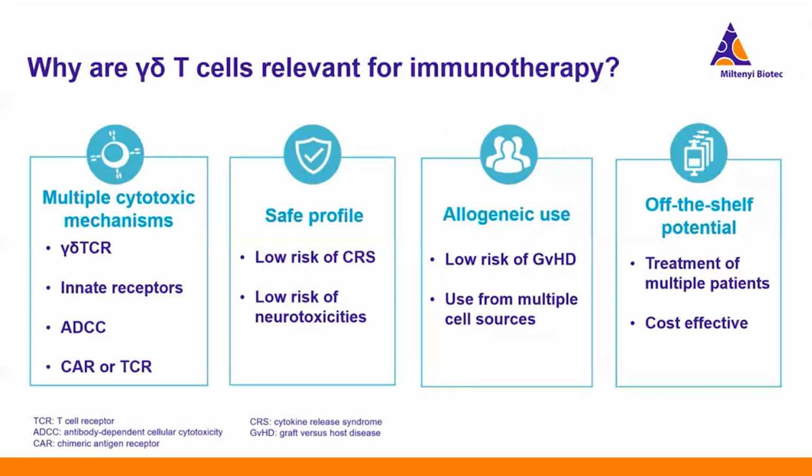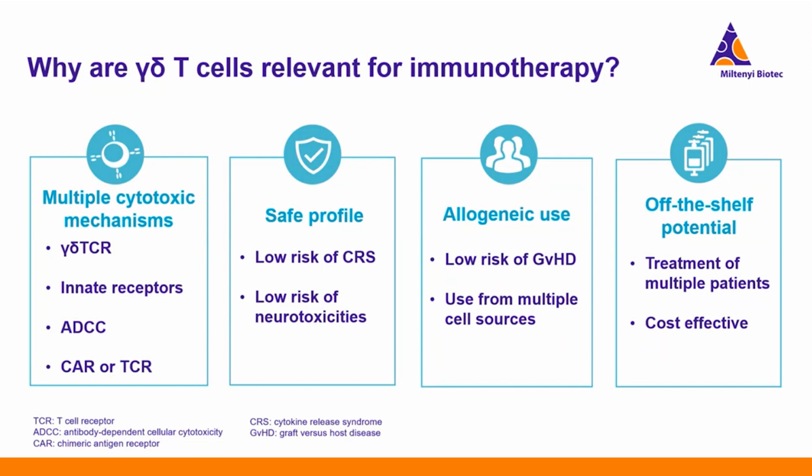So considering all these biological features of gamma delta T cells, we can somehow understand why these cells can be relevant for immunotherapy. So as we have just seen, first of all, they can display multiple cytotoxicity mechanisms from their innate properties, but also by implementation of certain genetic modifications, such as the implementation of chimeric antigen receptors.